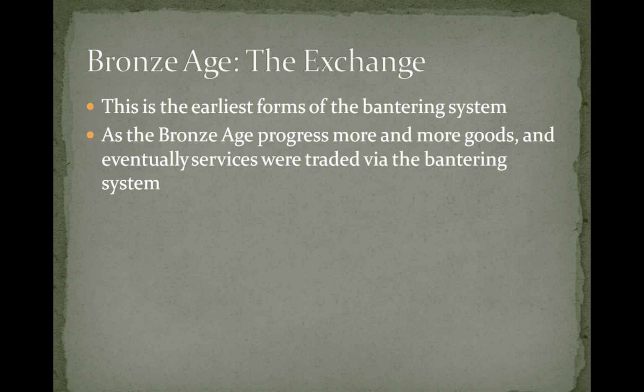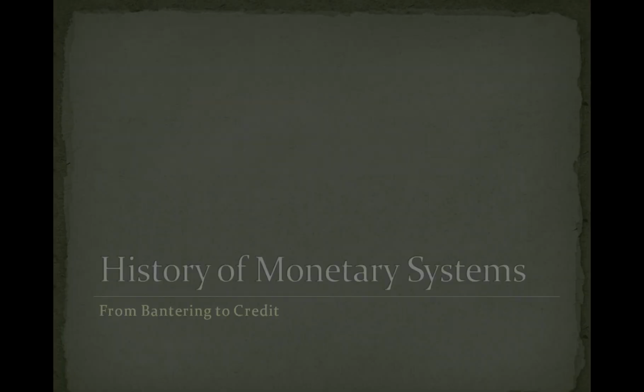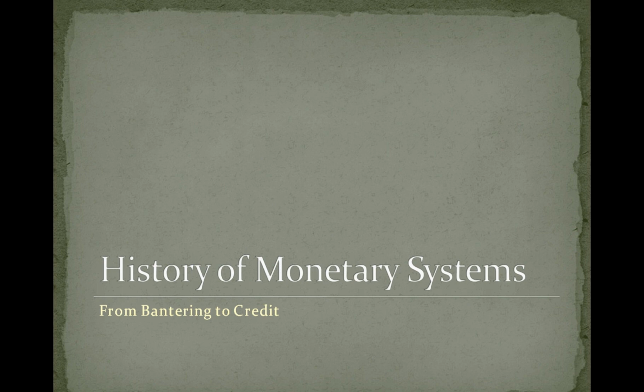One of the major changes here is that now there is an exchange. The earliest form of exchange is the barter system. With that, we're going to take a transition into the monetary system, bartering to credit.